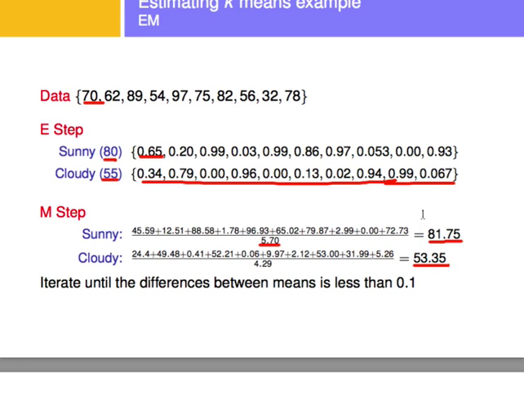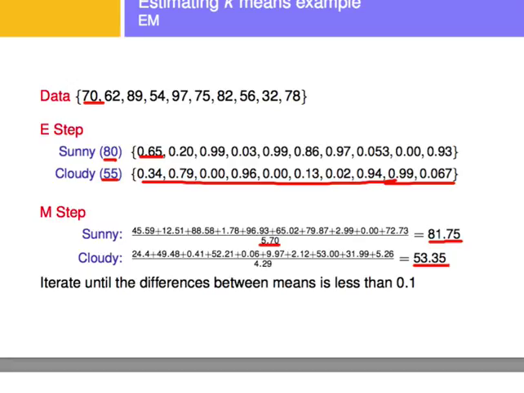Now with these two means, I will go back and do the same process over. Again, the E step, only that these means are going to change, right? And I will do the same thing, and then I'll do the M step again, and so on and so forth. And I will iterate until the difference between means is less than 0.1. Why? Because I don't care if it's 53.3 or 53.4, it's the same to me, okay? So I will iterate until these means don't change by more than 0.1, okay? That's what I need to do.